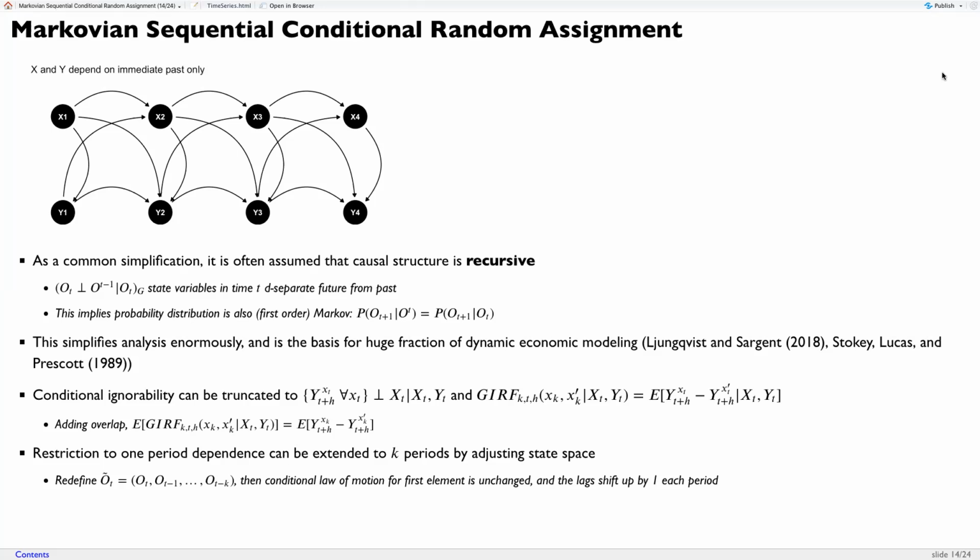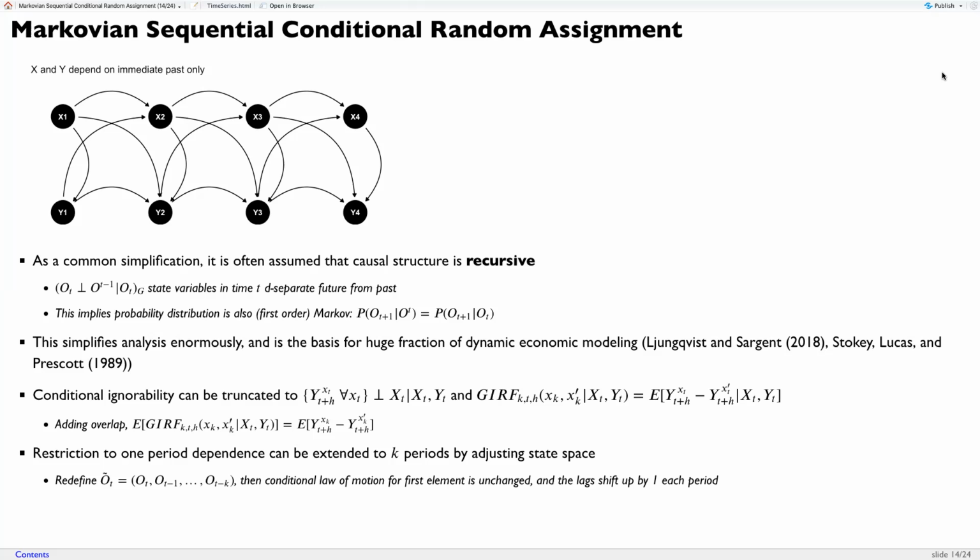So another simplification: sometimes rather than this huge tangle, we say that things depend not on the full past, but on the most recent past. We call such a process Markovian, or we say that the causal structure is recursive. So we d-separate the current values from the history. Sorry, this should be O_{t+1} is d-separated from O_{t-1} given the current value, from the history given the current value.